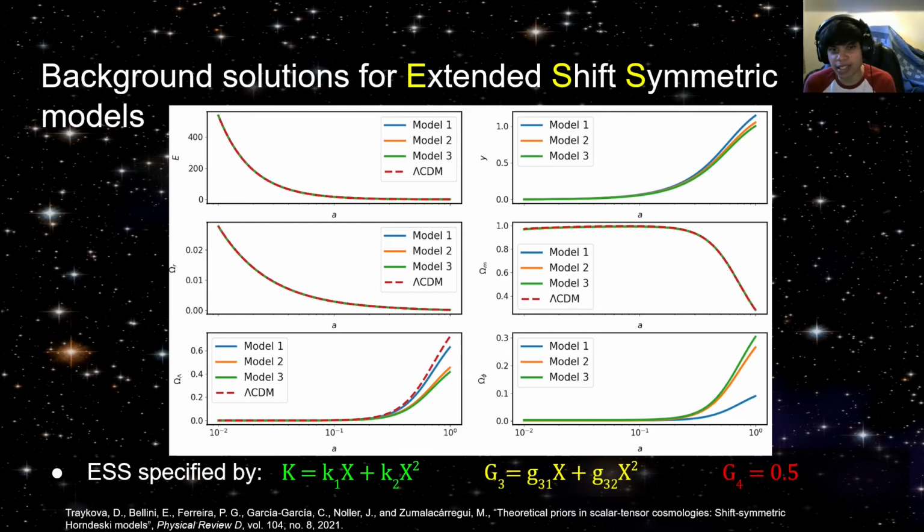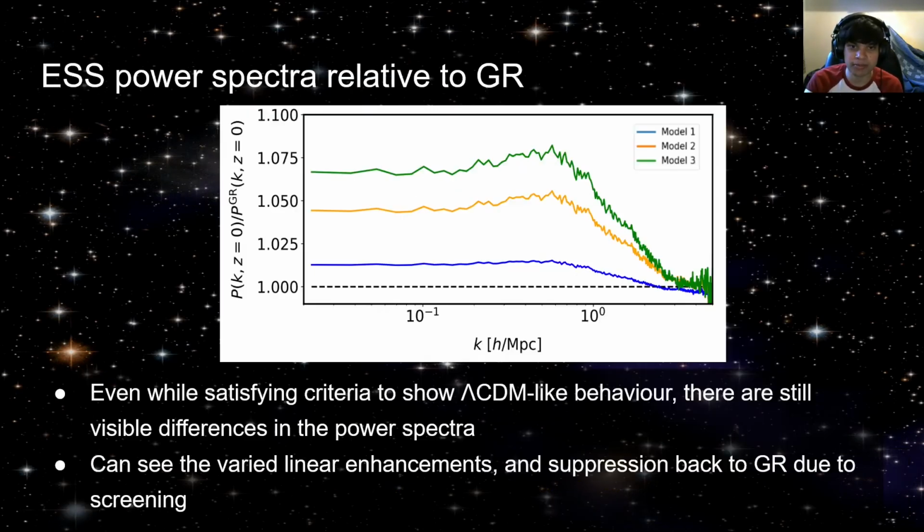And the only thing I want to highlight here with these background curves is that the ESS models are able to match lambda CDM even more closely than the cubic Galilean. But how do their power spectra look? Well, you can see here that even though the background matches quite closely, the power spectra is actually quite different. The green model, model 3, goes up to deviations of up to 7.5%.